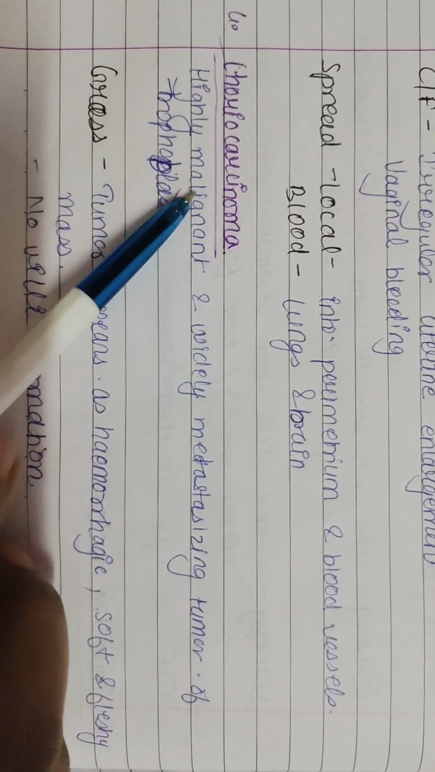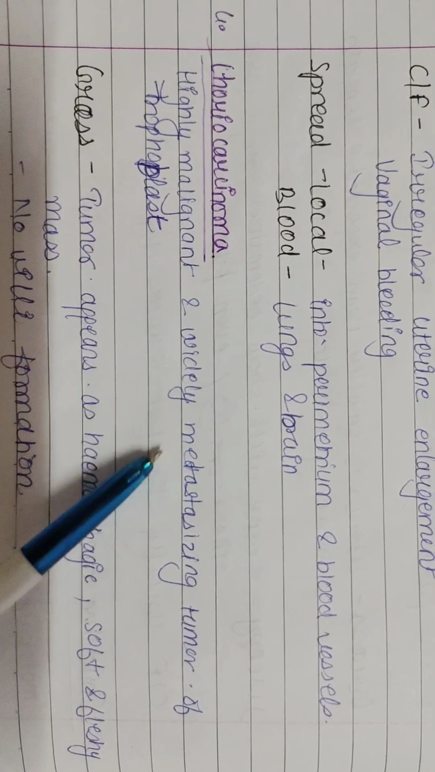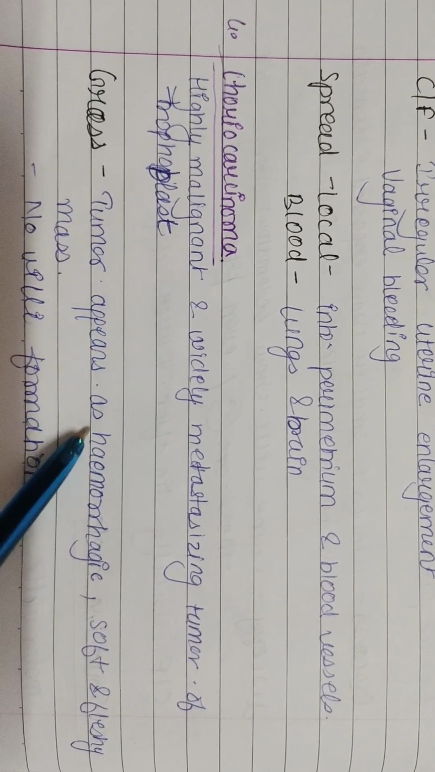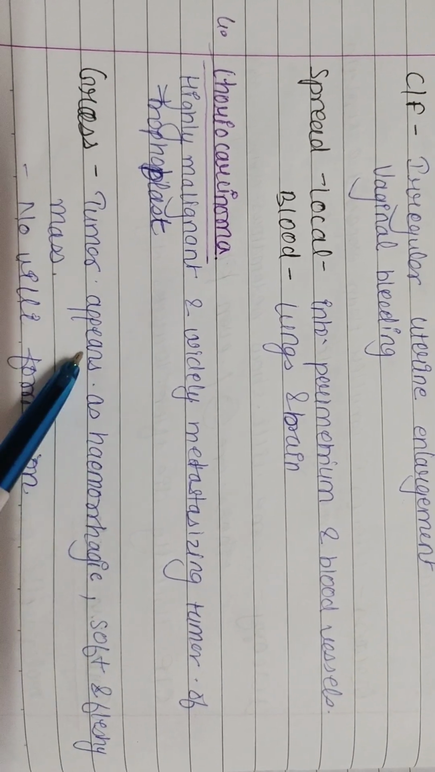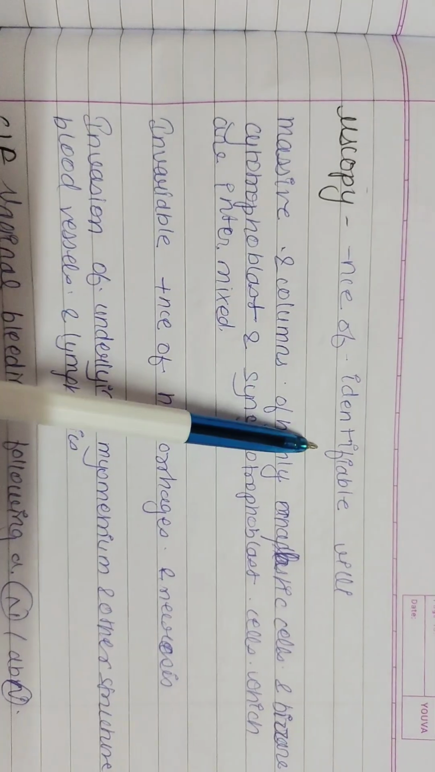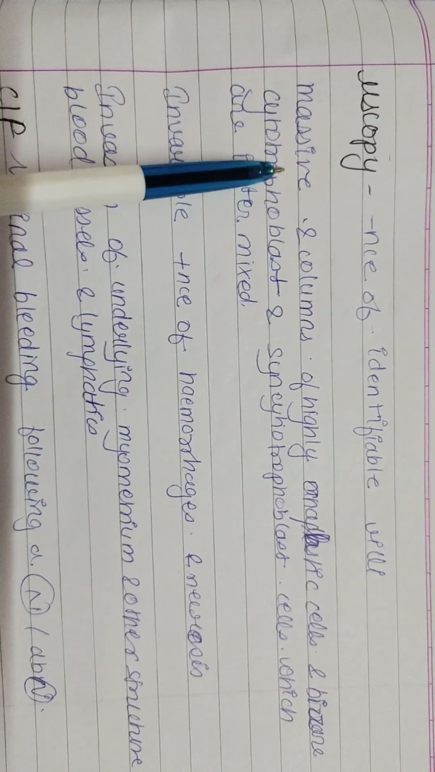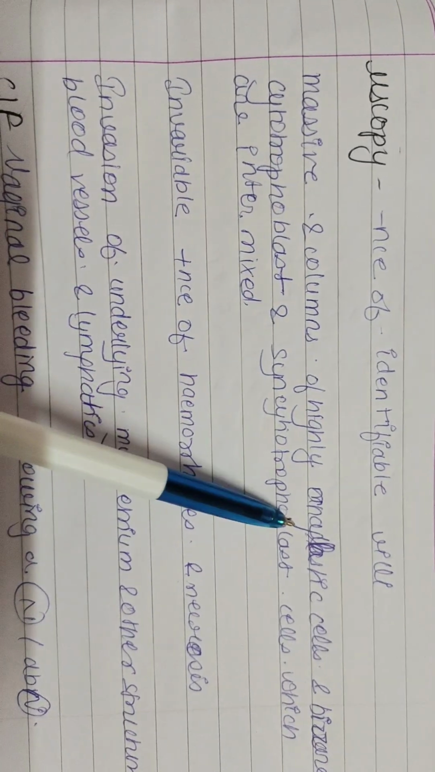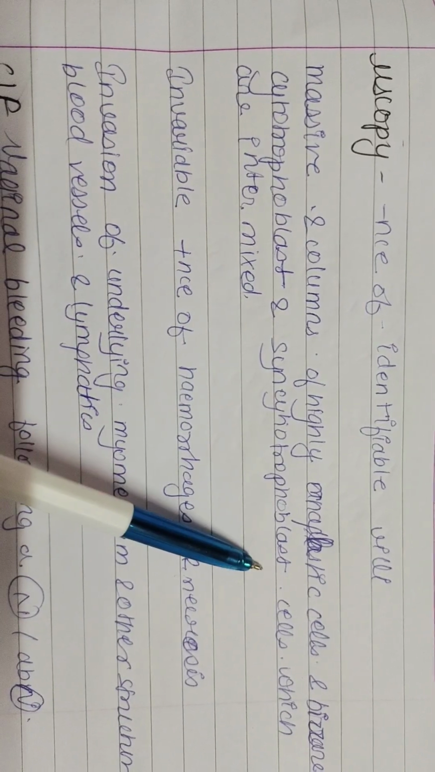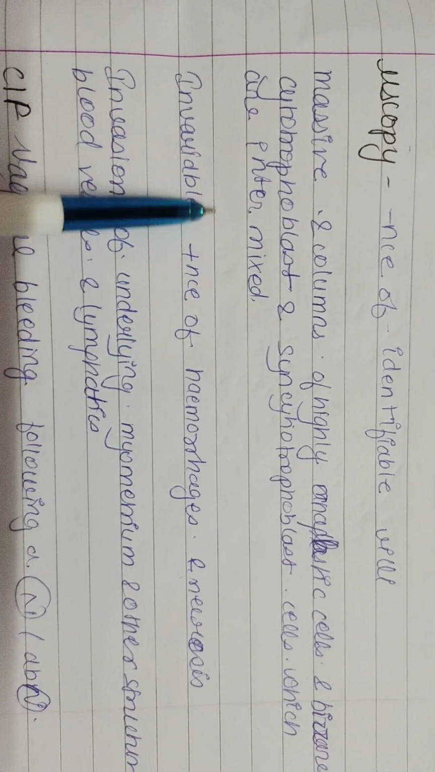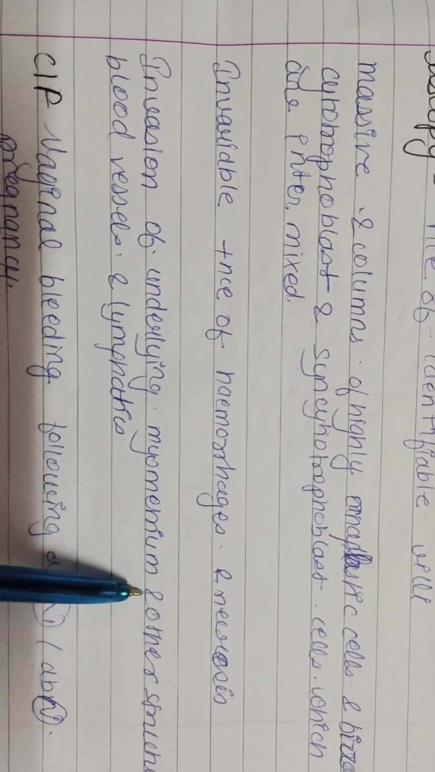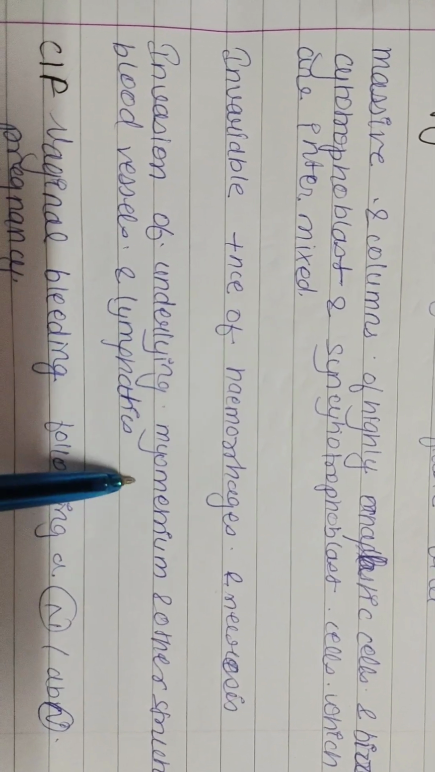What is choriocarcinoma? Choriocarcinoma is a highly malignant and widely metastasizing tumor of trophoblast. Grossly, the tumor appears as a hemorrhagic, soft and fleshy mass in which no villi formation is seen. Microscopy shows absence of identifiable villi. Masses and columns of highly anaplastic cells and bizarre cytotrophoblast and syncytiotrophoblast cells are seen, intermixed. There is invariable presence of hemorrhages and necrosis, and invasion of the underlying myometrium and other structures, blood vessels and lymphatics.